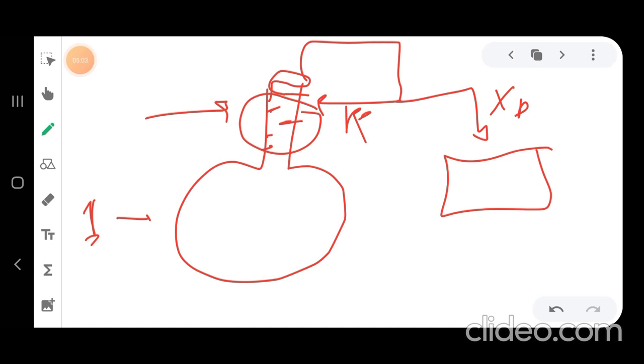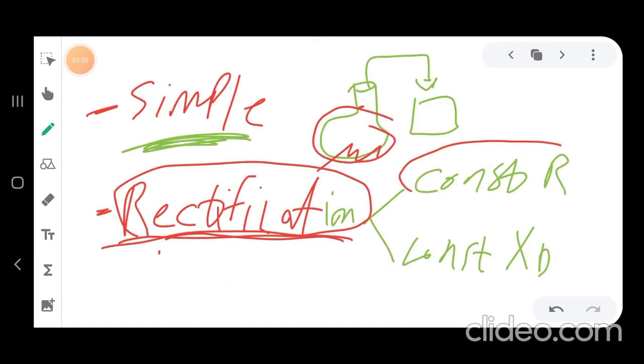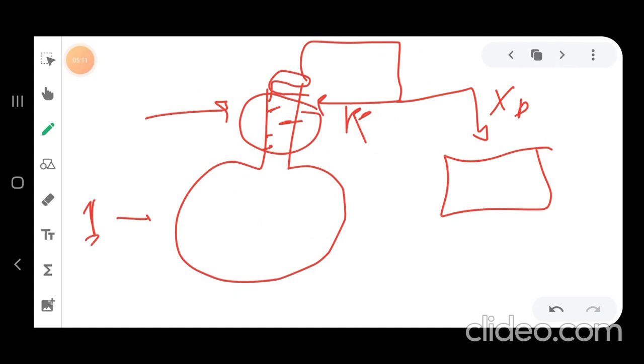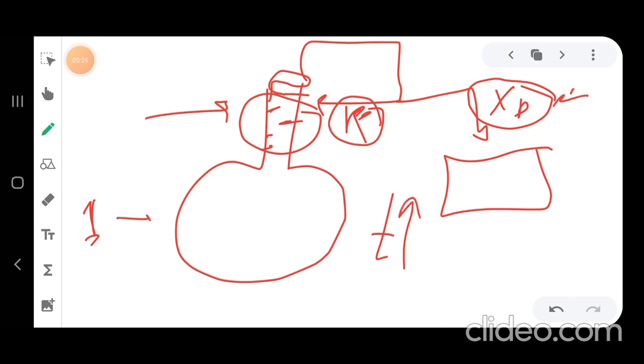this we call batch distillation with rectification, and it has two modes. One mode is to operate at constant R, so you fix this reflux, it doesn't change. This reflux is fixed, so XD will be variable, it's changing. As time proceeds, of course, XD will change, the distillate.